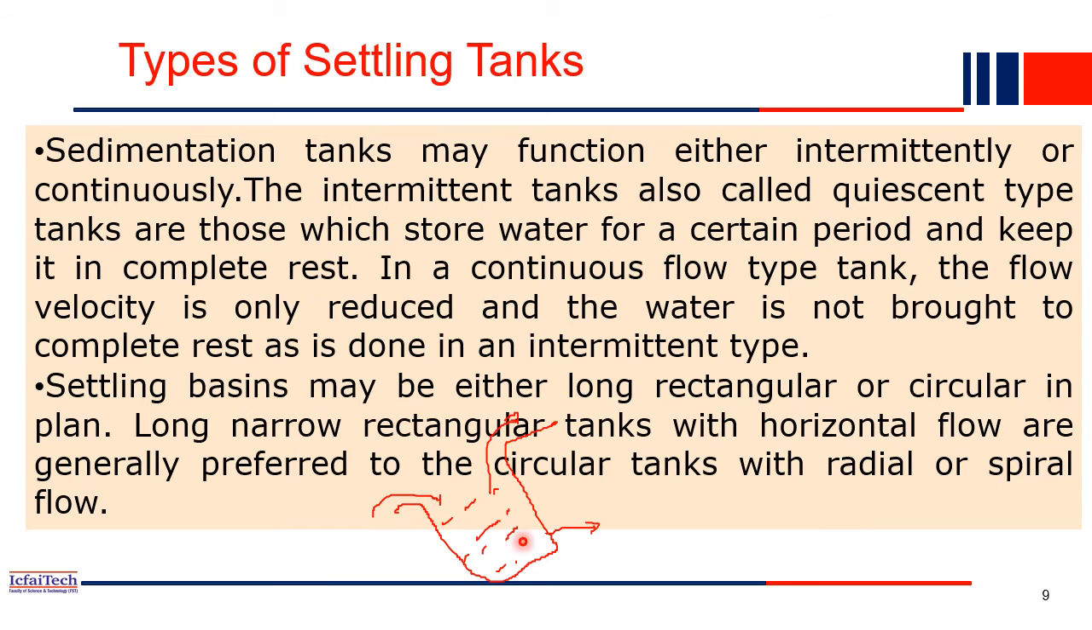If water is at rest for some time, we call it an intermittent type of tank. Here the water is at rest for some time, and then we remove it into the next chamber. But in another type of settling tank, the inflow is continuous. Water continuously comes in, and the velocity of the water is very low. The water flows gradually from this portion to this portion, and ultimately reaches here.